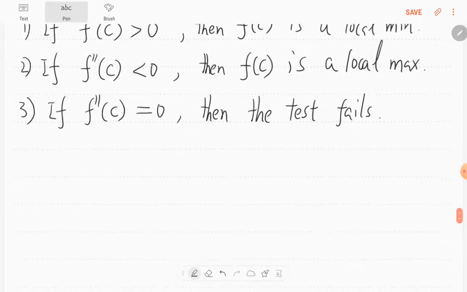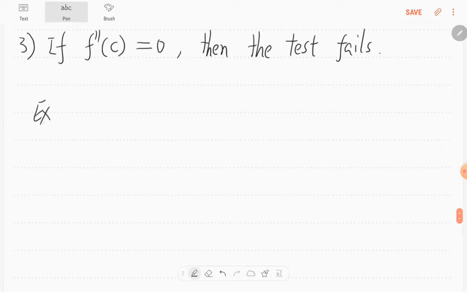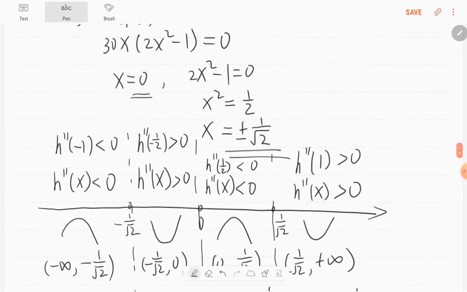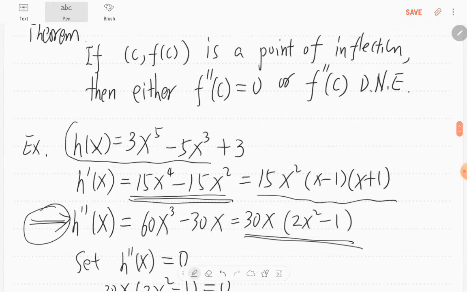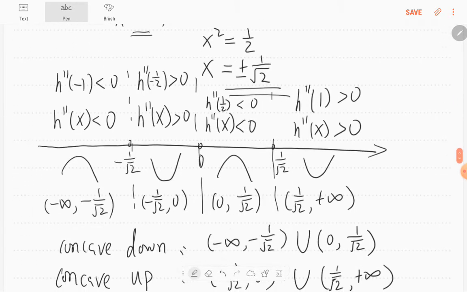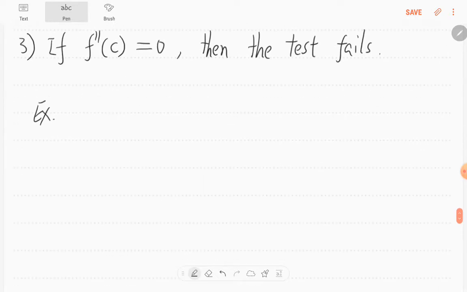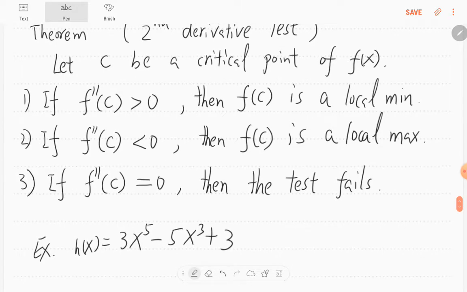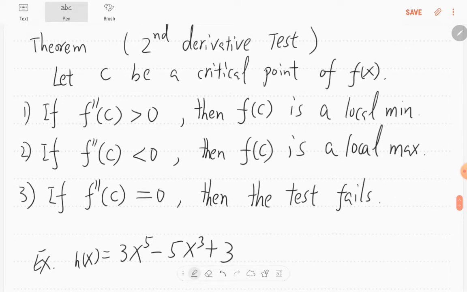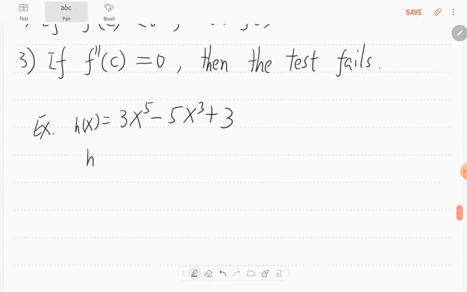Okay, we still use an example. We use the same example as we studied for the concavities. This example is h of x equals this polynomial, h of x equals 3x to the fifth minus 5x cubed plus 3. We want to use the second derivative test to determine the local maximum and local minimum. So you see, this c must be a critical point. To find the critical point, we have to take the derivative, right?